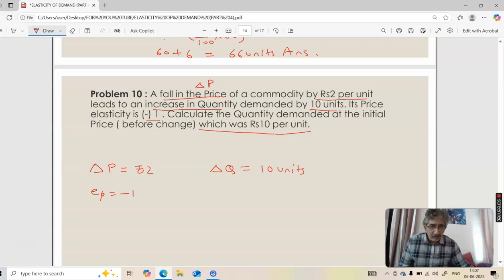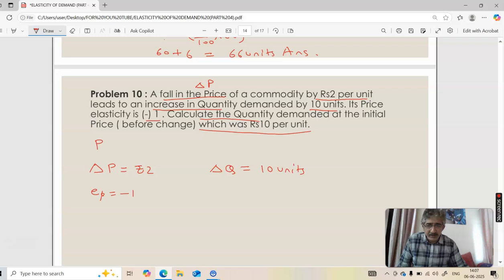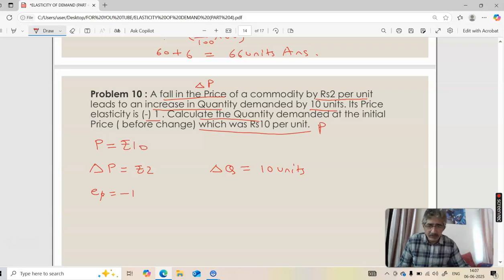So basically we need to, by now how I put the things. First item I write is P, the original initial price, which is given. This is the original price, children. Rupees 10 per unit was the original price. At this, what was the quantity demanded? This we need to calculate. This is the whole question. Okay, so you can just put the value here.